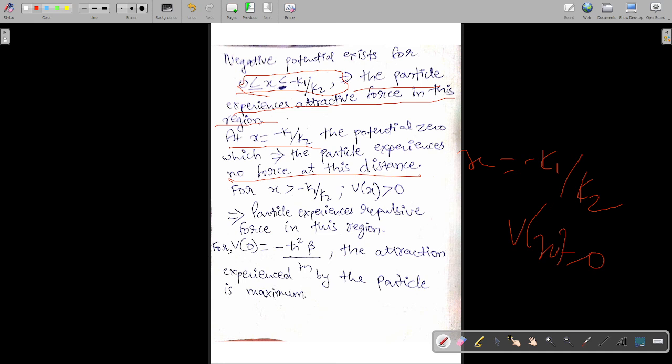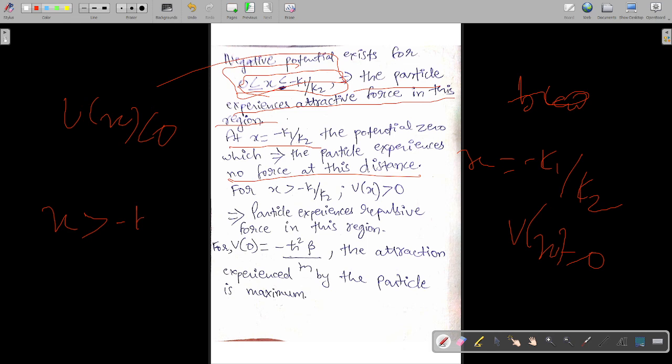Okay, below this distance, meaning from 0 to this, the particle experiences an attractive force because v of x is smaller than 0. So the particle will experience an attractive force. And after this, suppose x greater than minus k1 by k2, which is given over here, v of x is clearly positive. So as v of x is positive, clearly the particle experiences a repulsive force in this region. And for x equal to 0, v of 0 equal to this, the attraction experienced by the particle is maximum in this case.